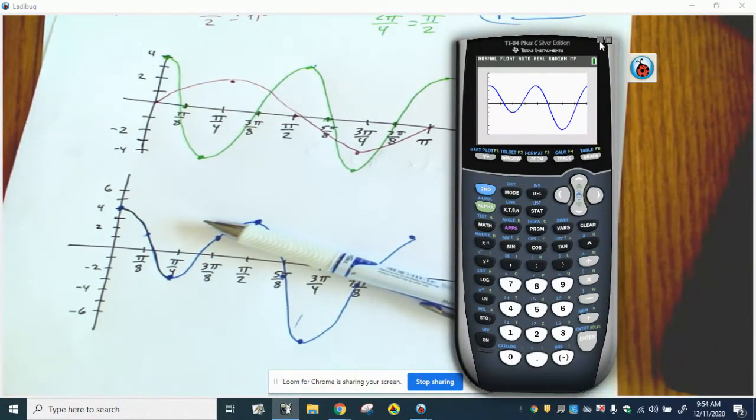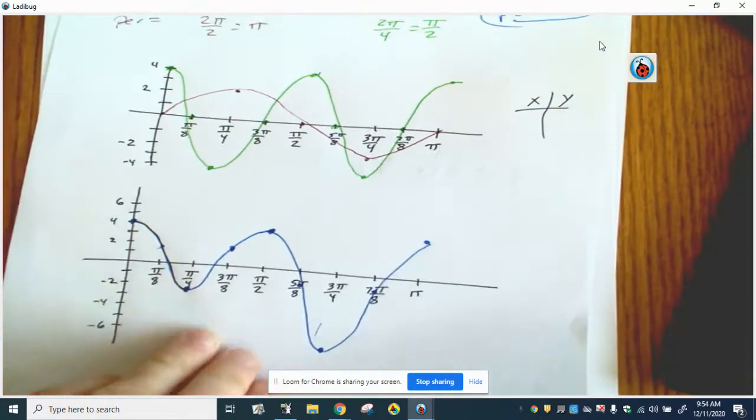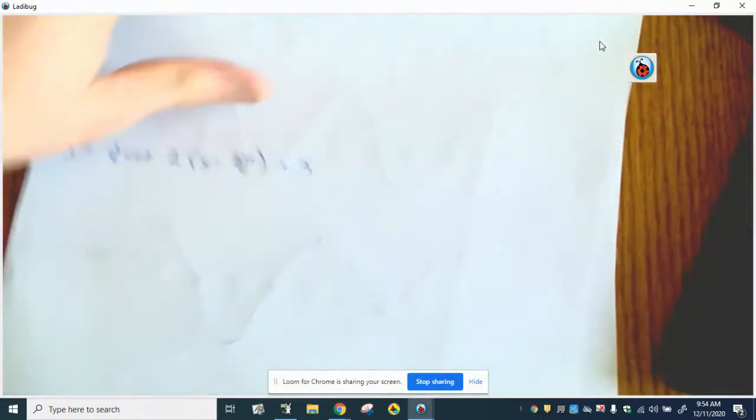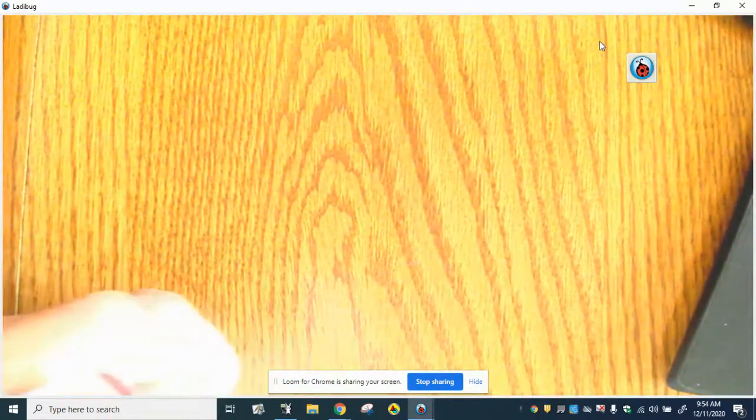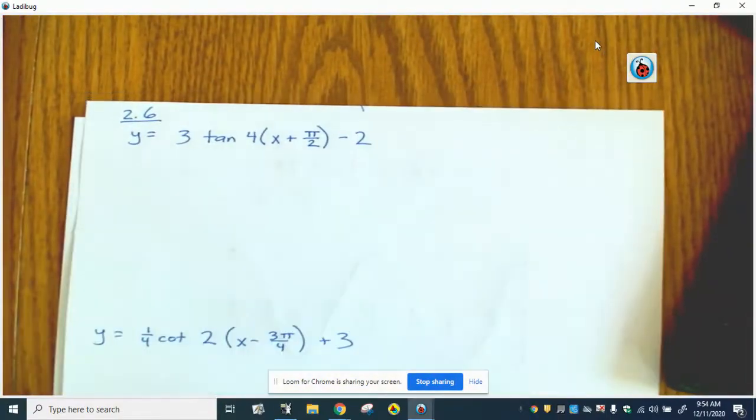Okay, and that's a good way of getting an accurate graph. All right, so that's section 5. We are going to have one or two of those. Don't worry, I'm not going to put a ton of those on a test or a quiz because I know they're time consuming. All right, then we have our tangent graphs.